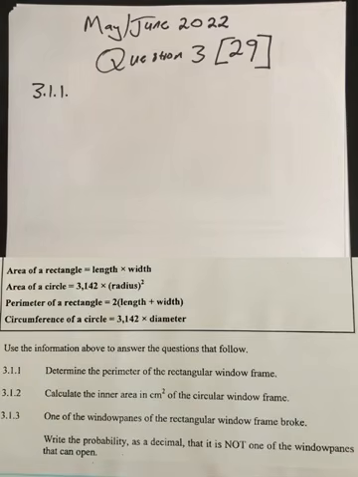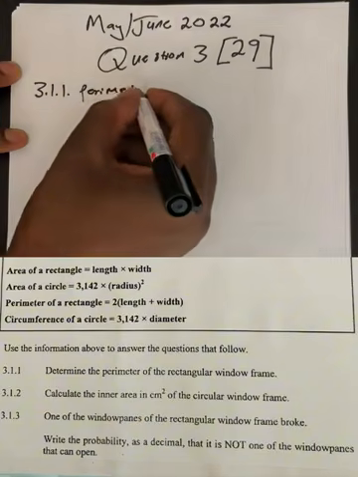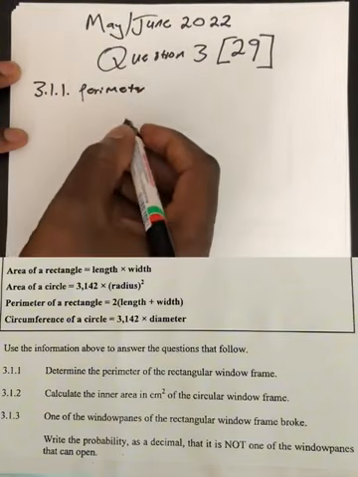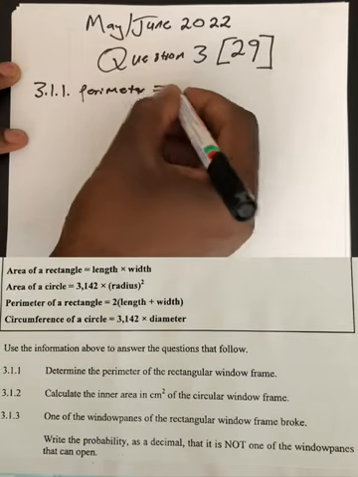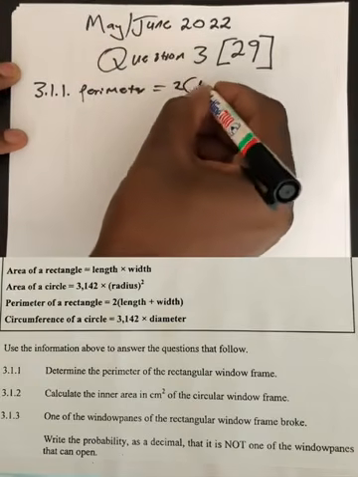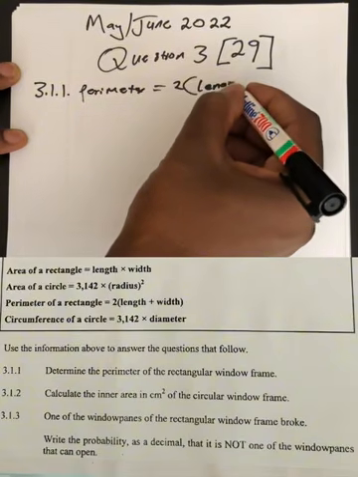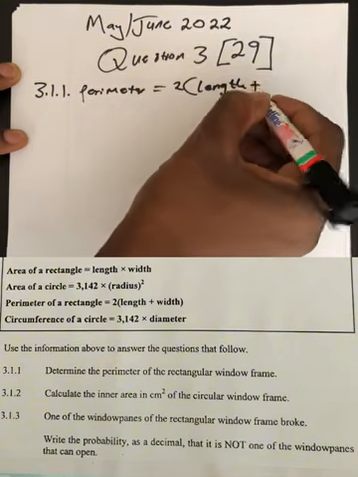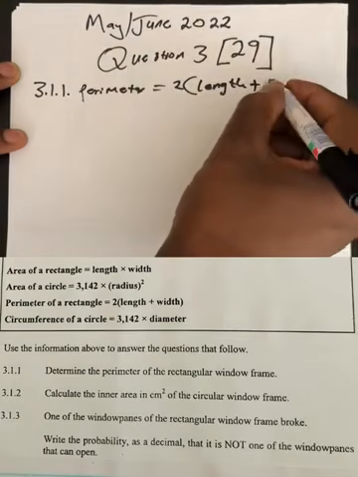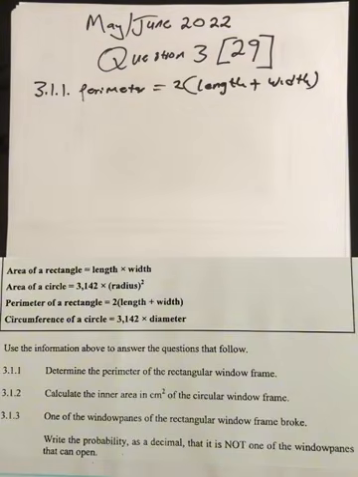Let's copy it down. The perimeter of a rectangle is equals to 2 multiplied by length plus width. You just copy down the equation. That is the only thing that we have done then.